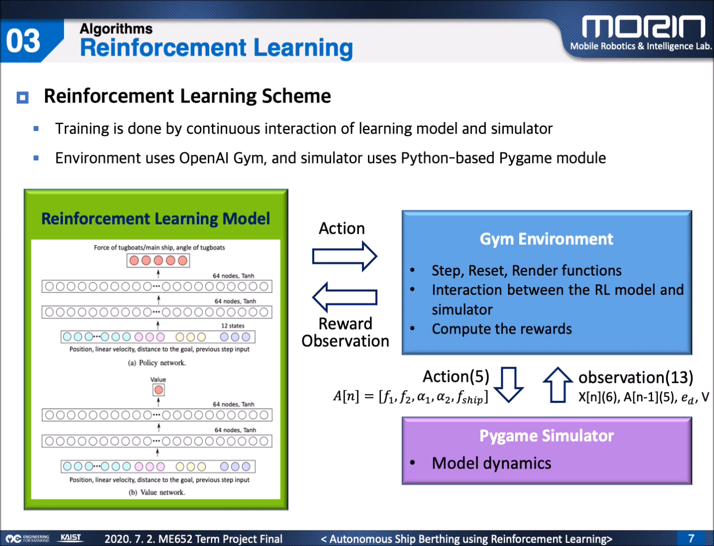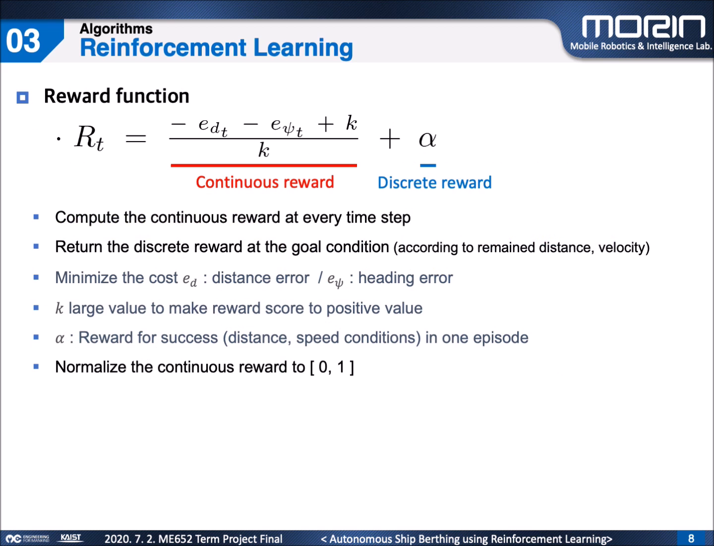The reward function is shaped as follows. Distance and heading error are subtracted at each step, so as the error decreases, the reward increases. A large value k is added to make the reward positive to prevent the ship from going out of the environment boundary at an early stage. And a reward for success, alpha, is added only when it reaches the goal state. And we normalize the reward value from 0 to 1.